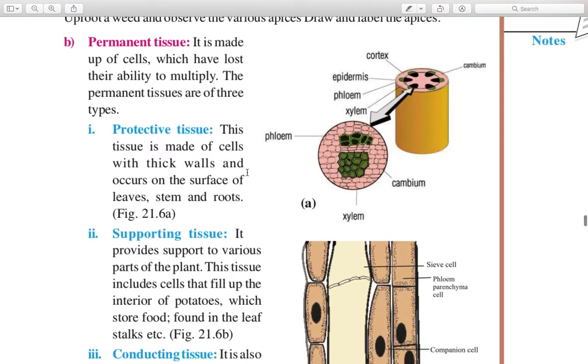First we'll see protective tissue. The name suggests that it protects. It's made up of cells that have thick walls, and they occur on the surface of leaves, stems, and roots. You have the surface on leaves, and also on the stem and roots. So these surface tissues are made by protective tissue.